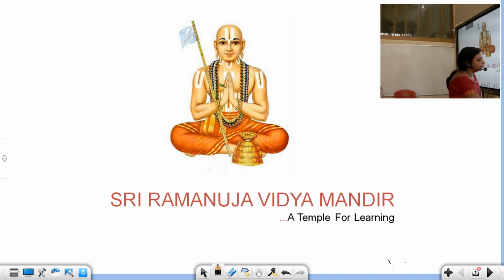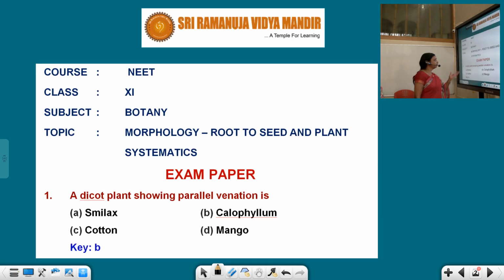What is the solution of today's paper? So the first question which is here: a dicot plant showing parallel venation. I hope you know this is taken from the leaf chapter, a very important chapter, from which many times questions are asked, and previously also questions came many times from this chapter. So here also: a dicot plant showing parallel venation. I explained to you what is venation.